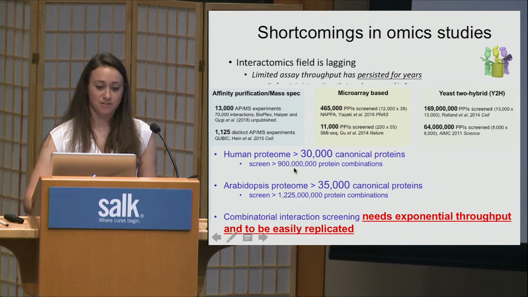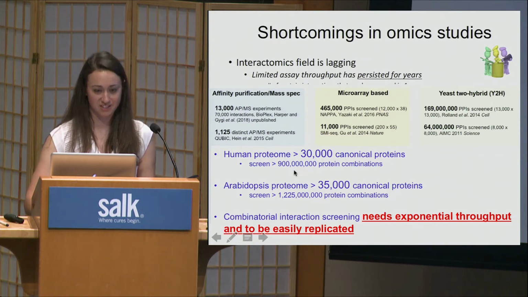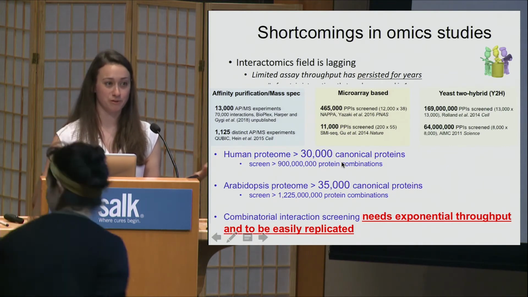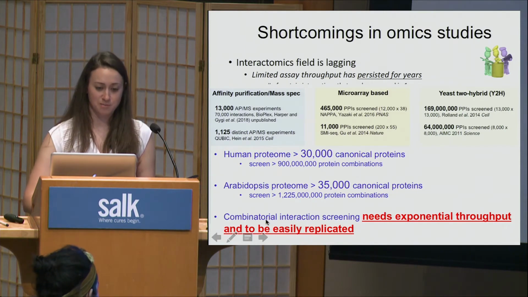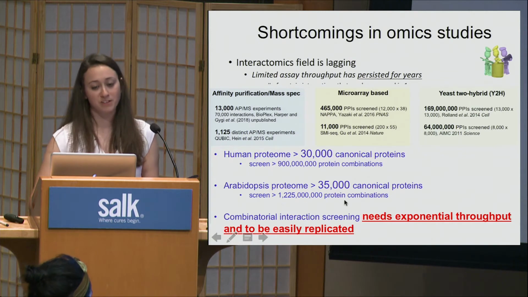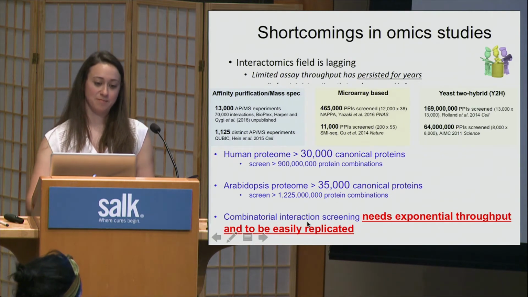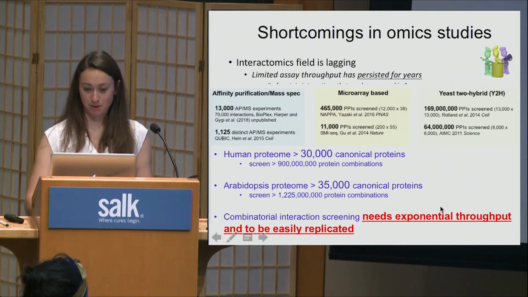Yet the size of the proteome is so large that none of these technologies have actually been able to screen the number of interactions to get this proteome-wide interaction data that would be really powerful for the data integration. So you can imagine this combinatorial problem: if we need to screen over 1 billion different protein combinations, we need a technology that can have exponential throughput and be easily replicated.